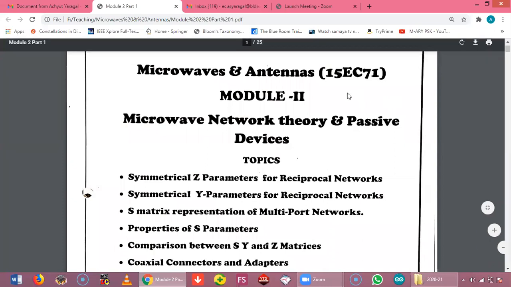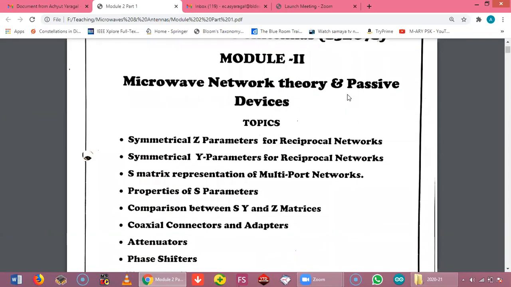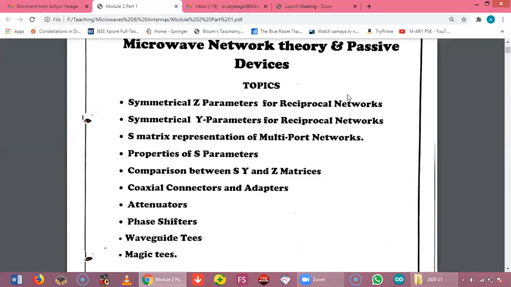Today we are going to start with the second module of Microwave Antenna: microwave network theory and passive devices. These are the topics we are going to cover for the completion of this module: Z parameters, Y parameters, S matrix representation, properties of S parameters, comparisons, and certain devices such as coaxial connectors, attenuators, phase shifters, waveguide T's and magic T's.